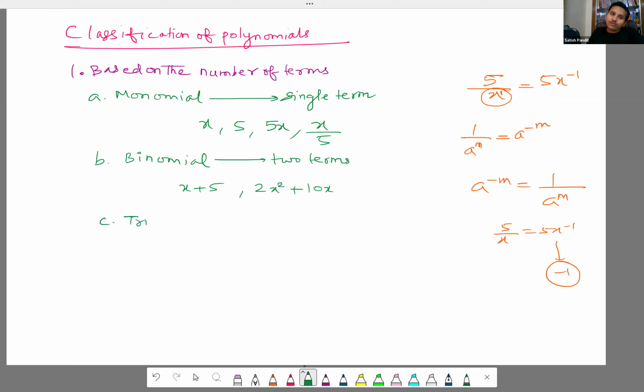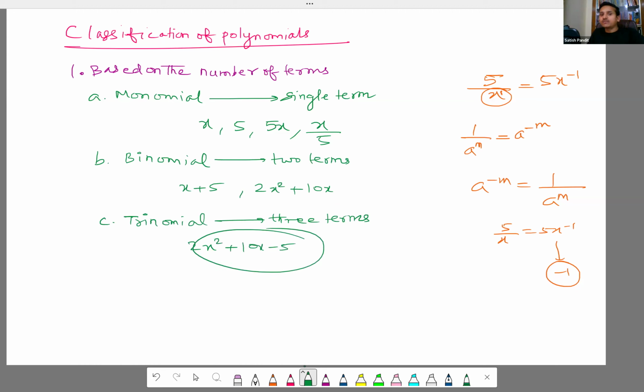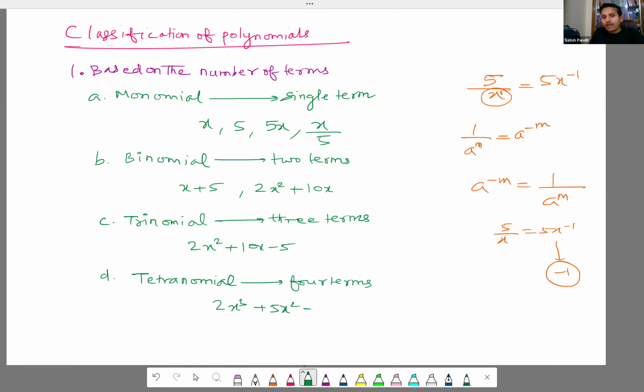Next, trinomial. Trinomial means three terms. For example, 2x square plus 10x minus 5. There are three terms here, right? So it is a trinomial. Next, we have something called a tetranomial. They may not ask tetranomial, but just remember, tetranomial means four terms. For example, 2x cubed plus 5x square minus 10x minus 7. Just randomly, I've given some examples. This is a tetranomial because four terms are there.